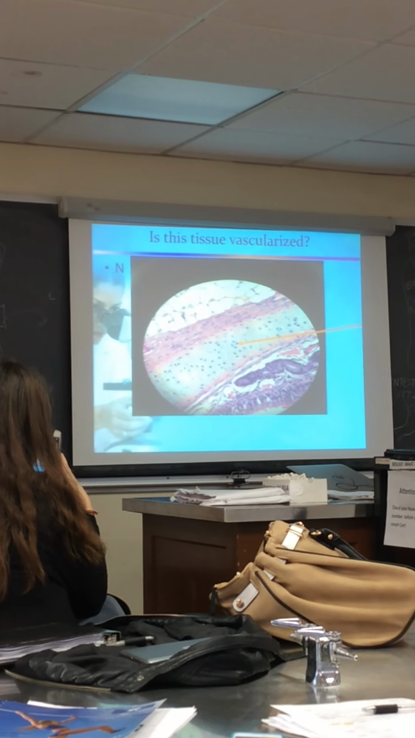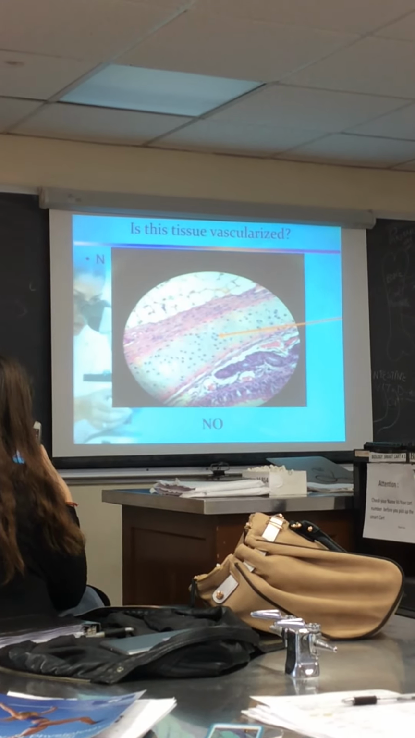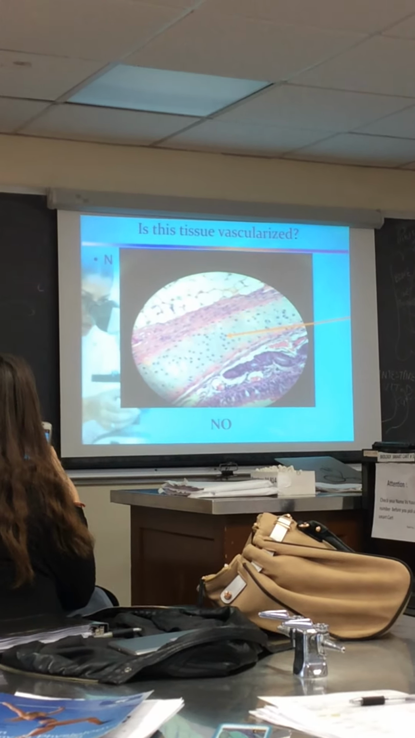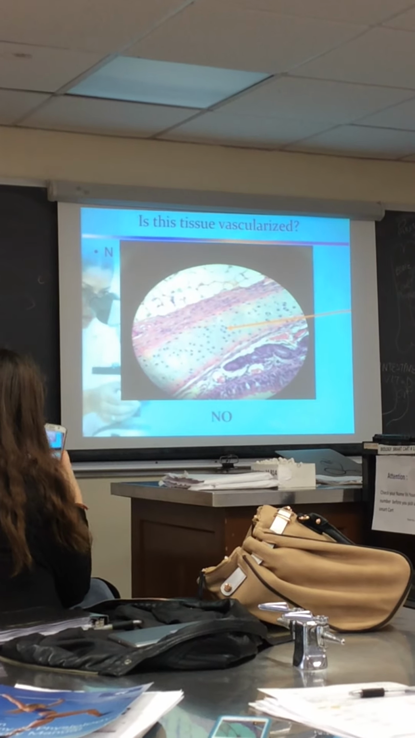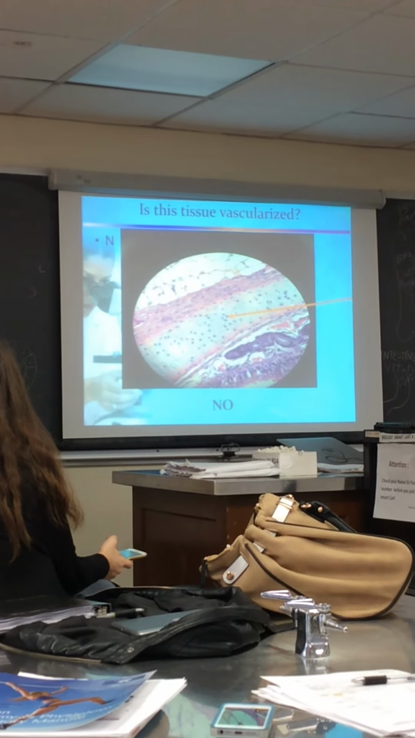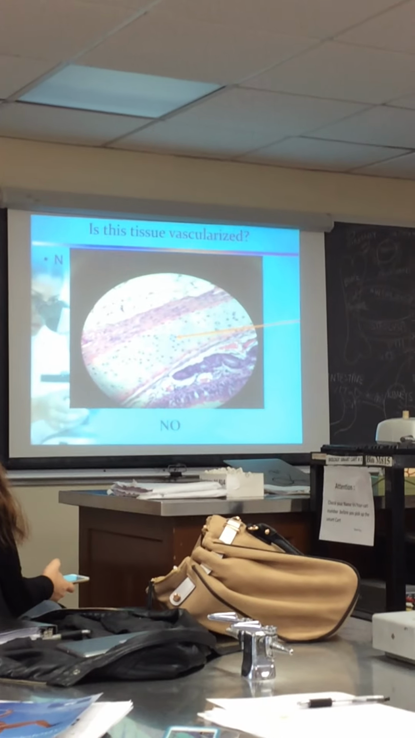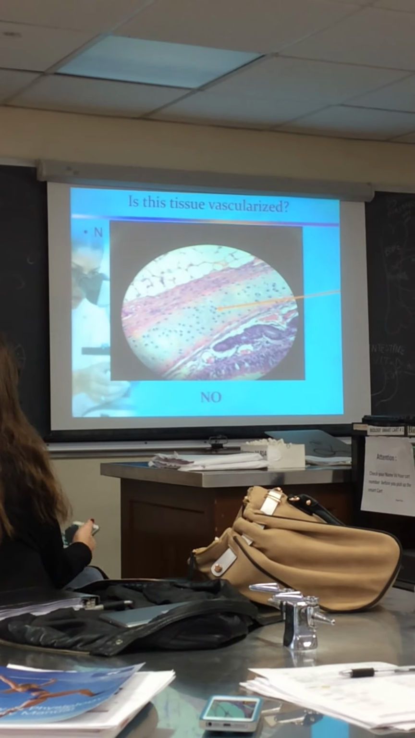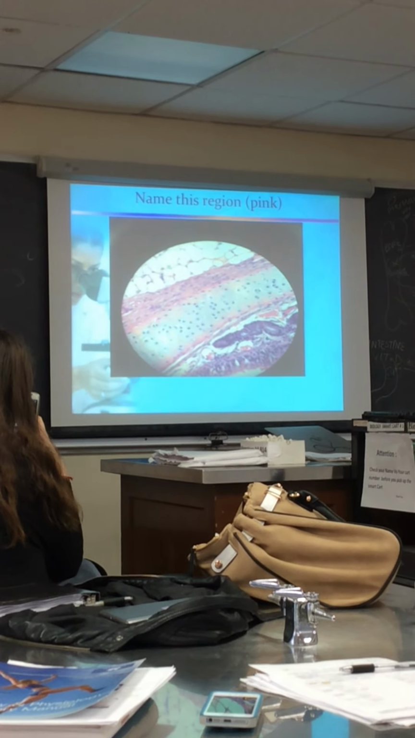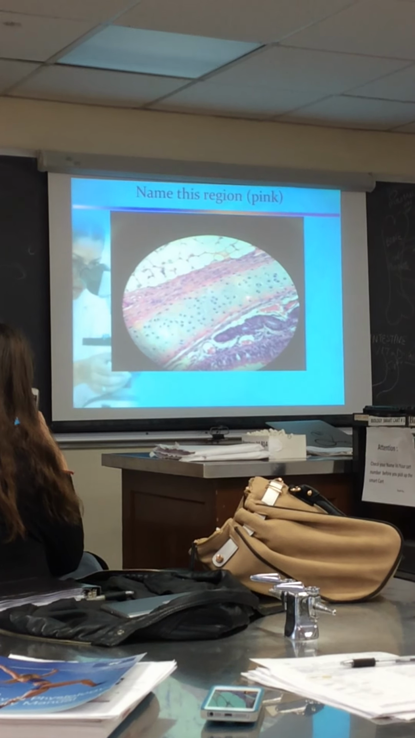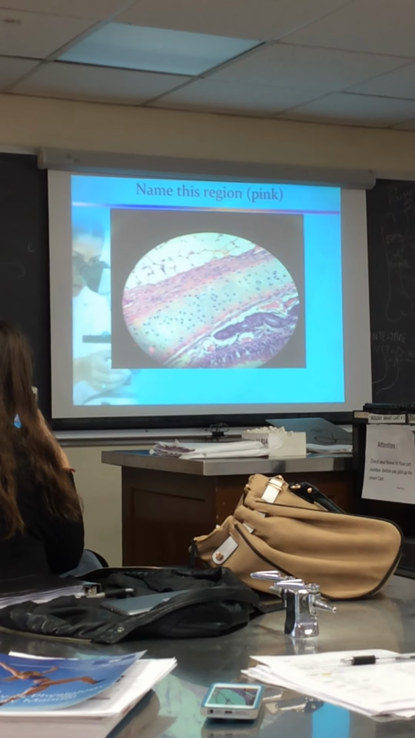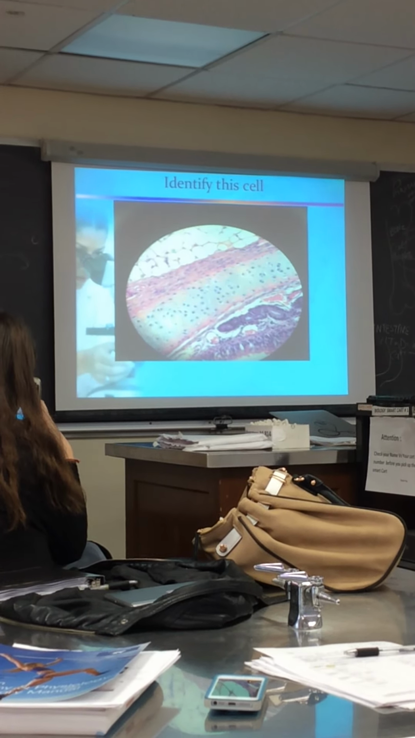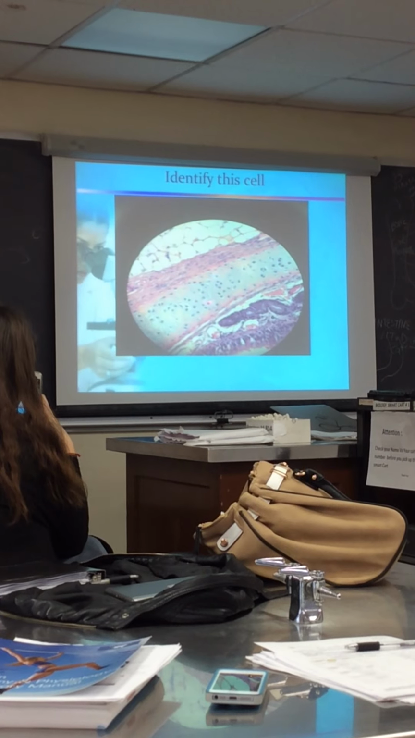Vascularized, we said no already, right? It's not vascularized, it's avascular. What's the consequence of not being vascularized? Hard to recover. If you damage the surface of your joints, your trachea, it's a serious injury because this tissue doesn't have blood supply. No nutrients to survive or repair. Name the pink region around the cells. It's called the matrix. That's the matrix around the cells, and the name of the cells is what? Chondrocytes. Right, these cells are chondrocytes.